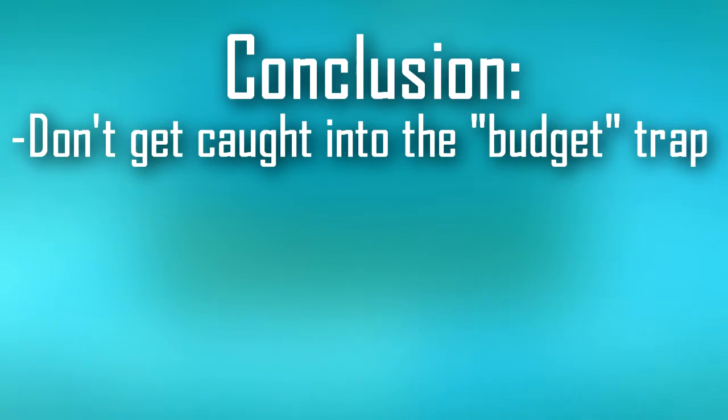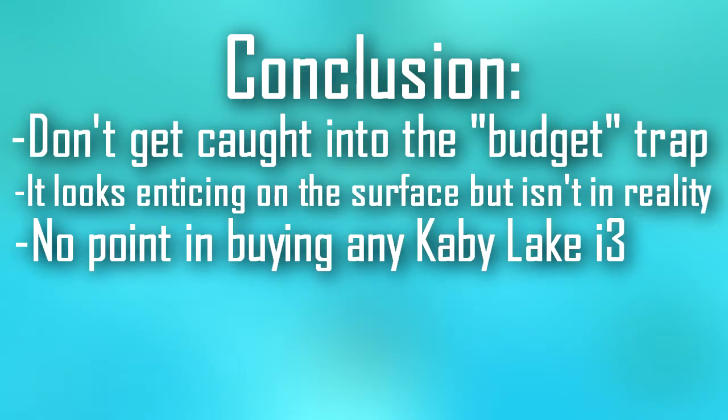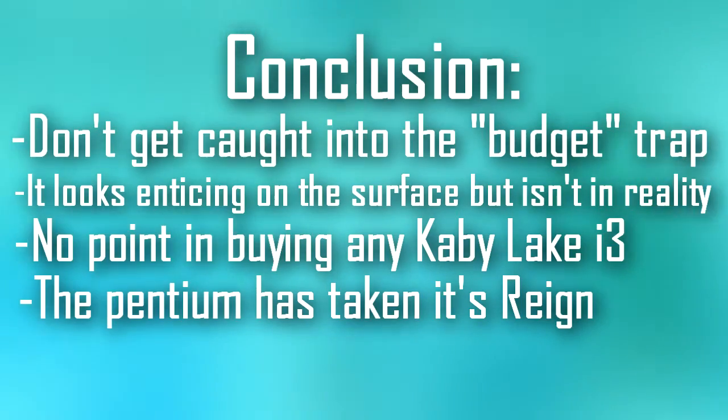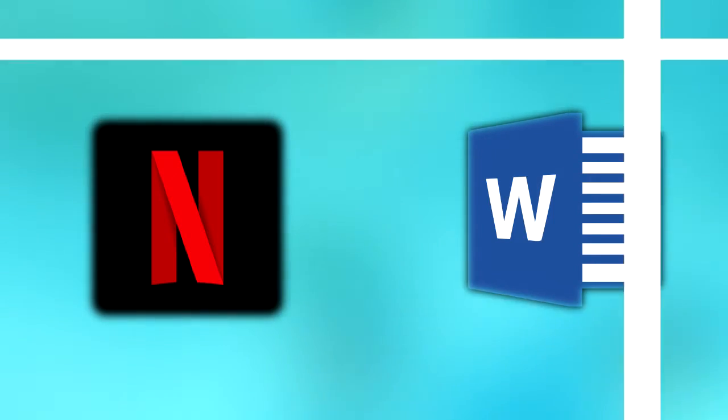In conclusion, please do not fall into the trap that this is a budget overclocker's dream. Although this may look as such, it is really just far from it. At this point, there is no point in buying any modern i3 at all. The Pentiums have now taken its reign, and the only thing standing between the 7100 and the G4560 is a small difference in their clock speeds, which really, in my opinion, does not justify the price gap whatsoever. There are a few markets that don't require many cores, and those markets do not need overclocking.